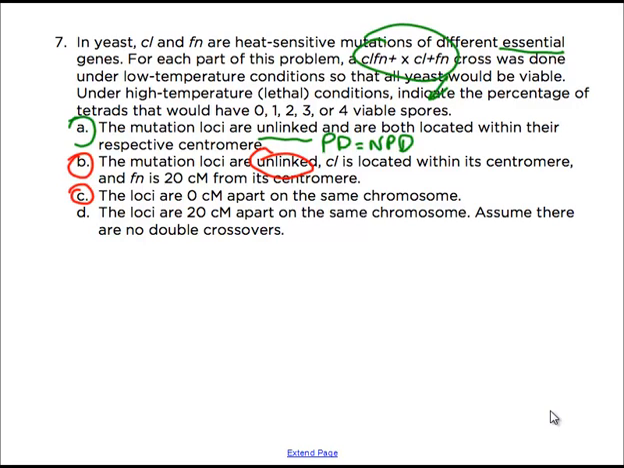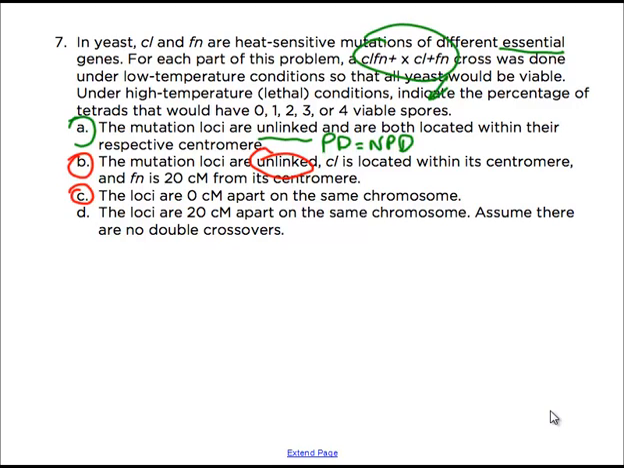C, the loci are 0 centimorgans apart on the same chromosome. Again, this may be very, very unlikely, but in essence, if they're 0 centimorgans apart, they're the same gene, right? I mean, what that really means is that in a cross between the two, it's the same gene. Everything is going to be a PD, no? I mean, if we're under the assumption that they are, in fact, the same gene, it does run into certain problems. So you have to say, look, they're different genes, but no crossover could ever happen in between them, no matter what. And technically, they are linked, right?